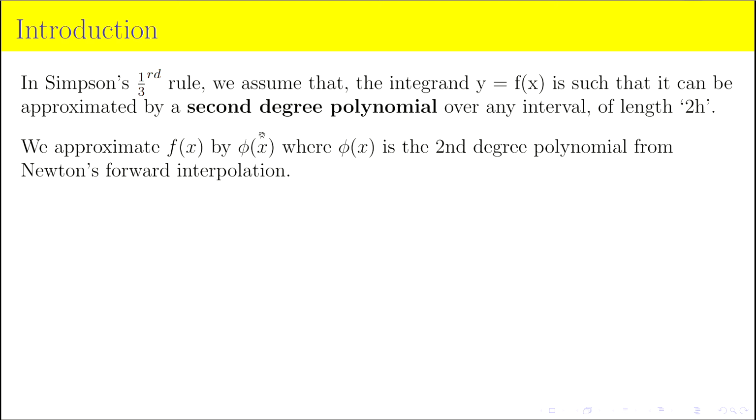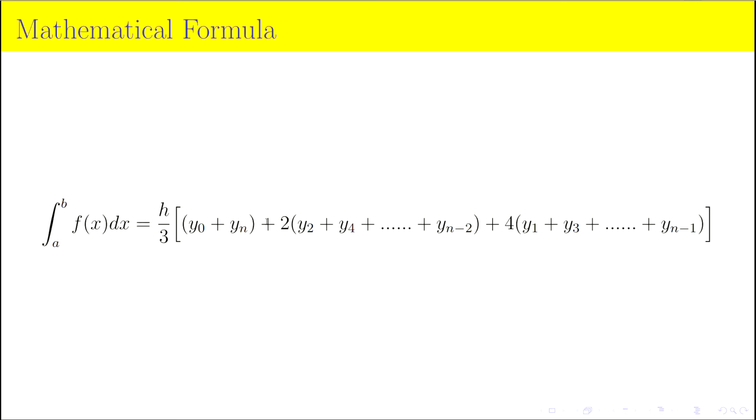Here we approximate f(x) by a function phi(x), where phi(x) is a second degree polynomial from Newton's forward interpolation. So what is the form of phi(x)? Then phi(x) must be y0 + u Δy0 + u(u-1)/2 Δ²y0, where u = (x - x0)/h. After applying this phi in our integrand f(x), our formula becomes this.